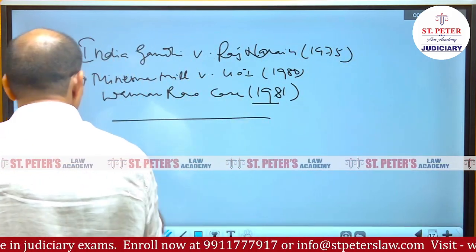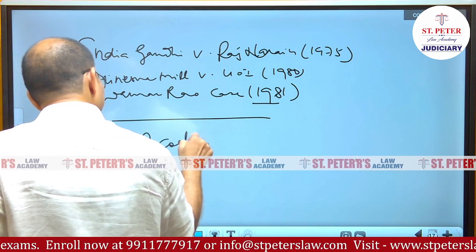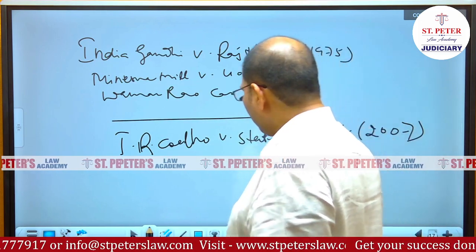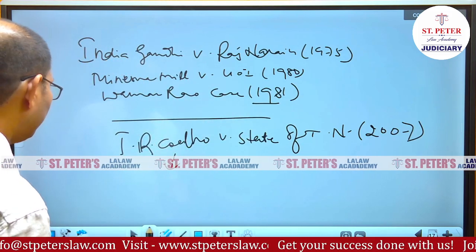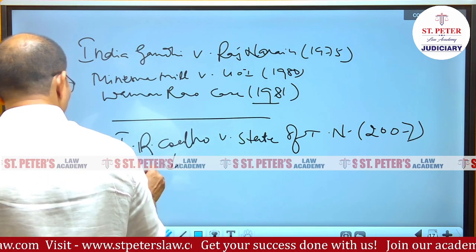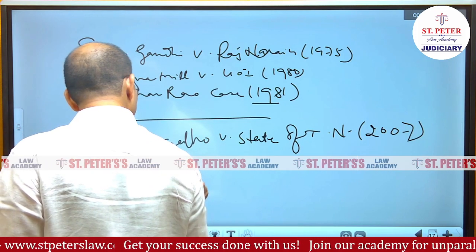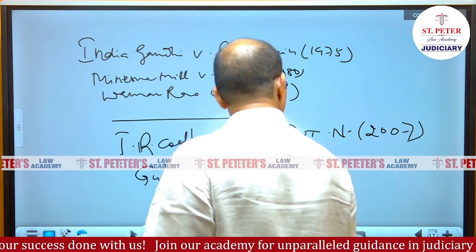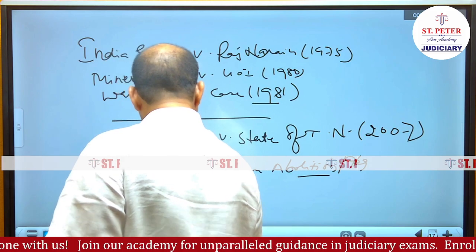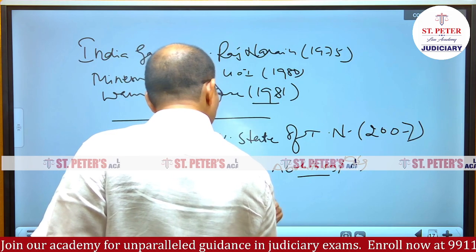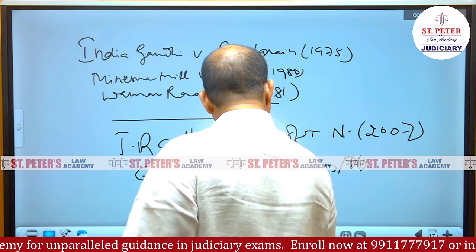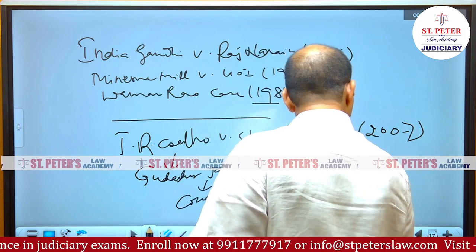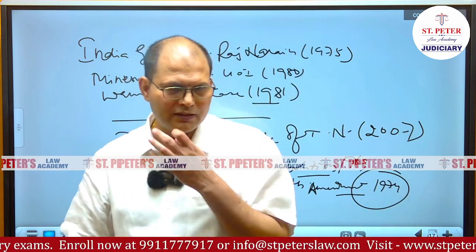The most recent case is I.R. Coelho versus State of Tamil Nadu (2007). Madras State, as it was previously known, Tamil Nadu State later on, enacted the Gudalur Janman Abolition Act, 1969, and this law was placed in the 9th schedule by way of the Constitution 34th Amendment Act, 1974, just one year after the Keshavananda judgment came.